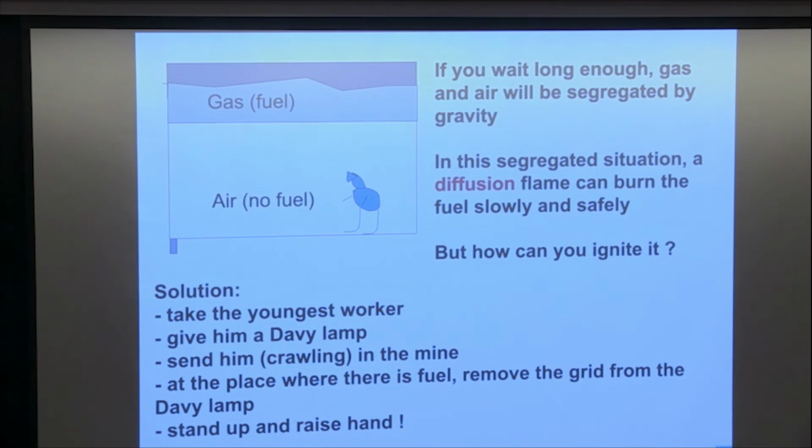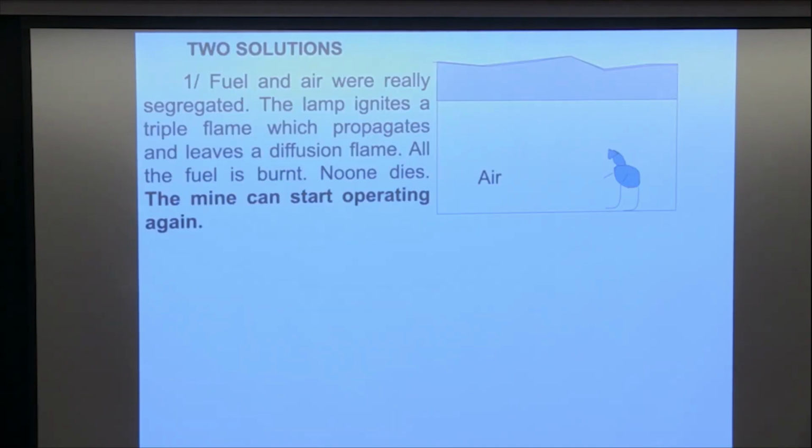So now you have two solutions. This is where you learn about premixed versus diffusion. Either you really have a segregation here, there was no movement, so nothing was mixed, and you really had the fuel on top, and then you create a very nice double, triple flame here. One going left, one going right. Actually, you see that sometimes in Hollywood movies, a big blue sheet on top, which will swallow some of the air and some of the fuel. If you do that for a few minutes, it's very slow flames, then you will clean up all the CH4. And then you can start operating the mine again.